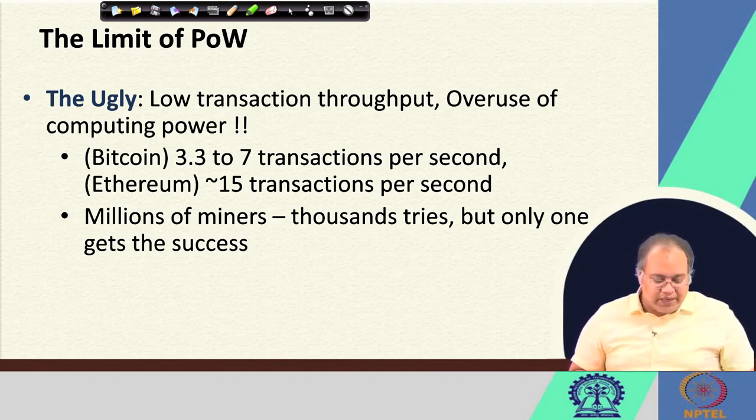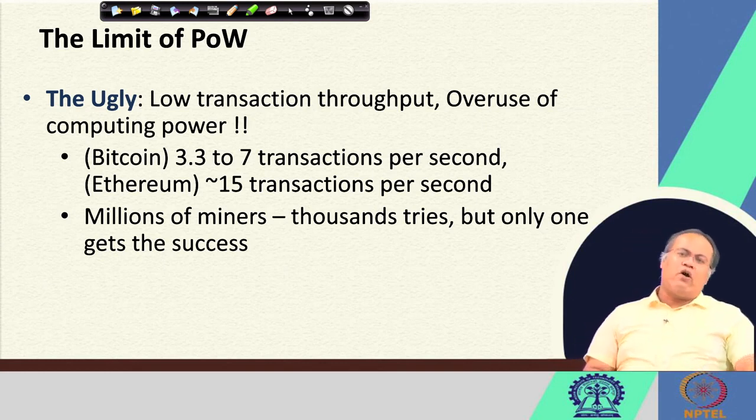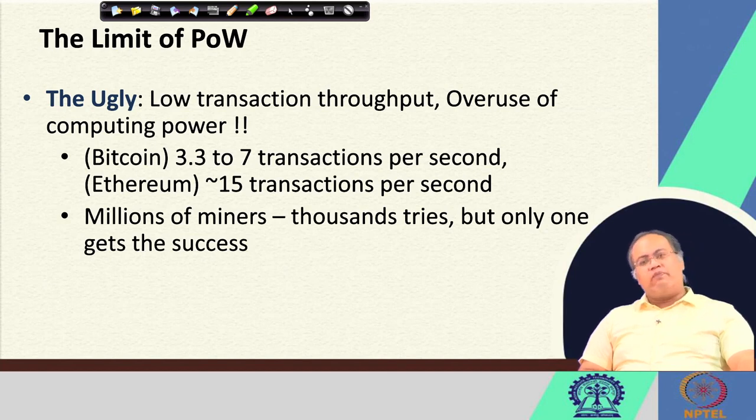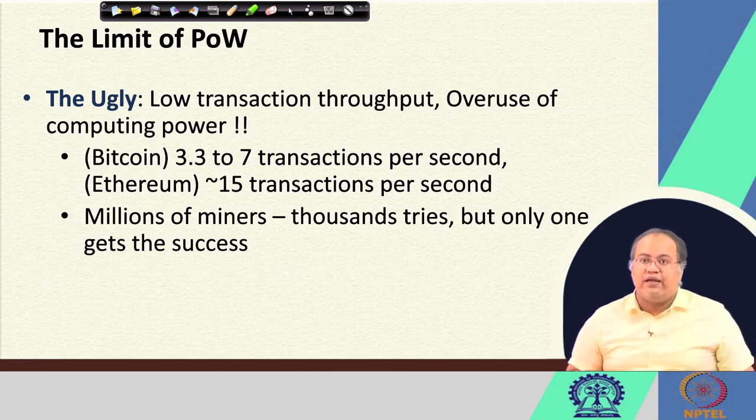If you look into Bitcoin, Bitcoin supports around 3.3 to 7 transactions per second, whereas Ethereum supports around 15 transactions per second. Considering a global scale, a completely open network, this is actually very low. If you think about standard monetary systems like Visa or MasterCard, they possibly support more than 5,000 or 10,000 transactions per second. So that way the transaction throughput for Bitcoin is really very low.